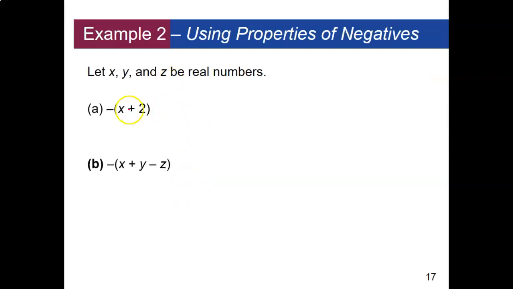Okay, here's another example of distributing these negatives through. So if we distribute the negatives on this one, I'm going to have negative x minus 2, and down here I'm going to have negative x minus y, and then here a negative times a negative is going to give me a positive for my answer there.